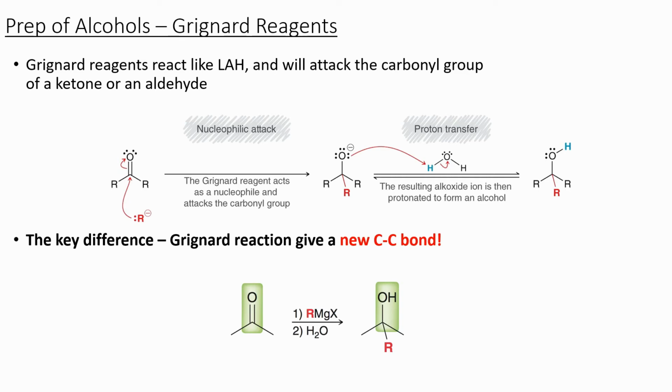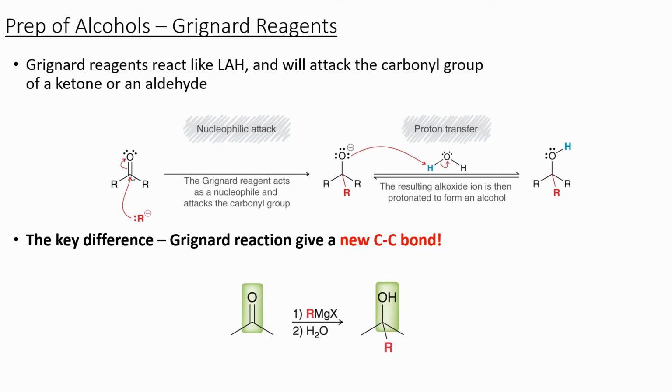So we can look at the mechanism of how a Grignard reagent will react. And this is actually a mechanism that's very similar to one you've already seen. It's going to be very similar to lithium aluminum hydride attacking a carbonyl compound. Instead of the hydrogen with the negative charge, we're going to have the alkyl group with the negative charge. And that's going to do a nucleophilic attack on the partial positively charged carbon of the carbonyl.